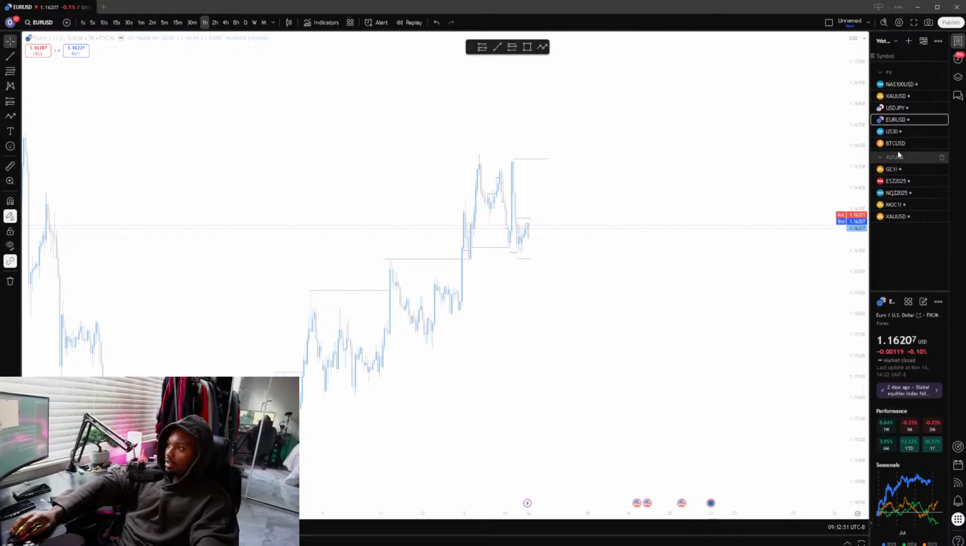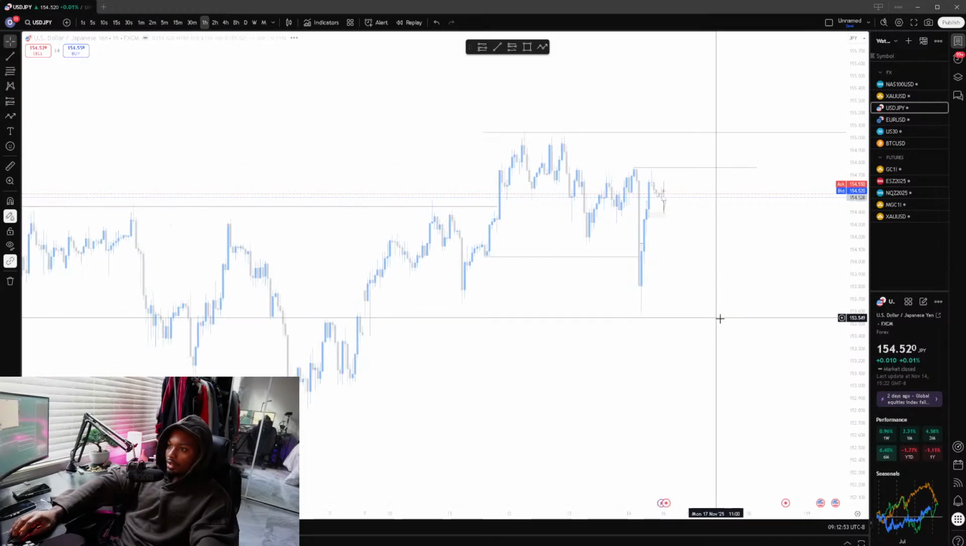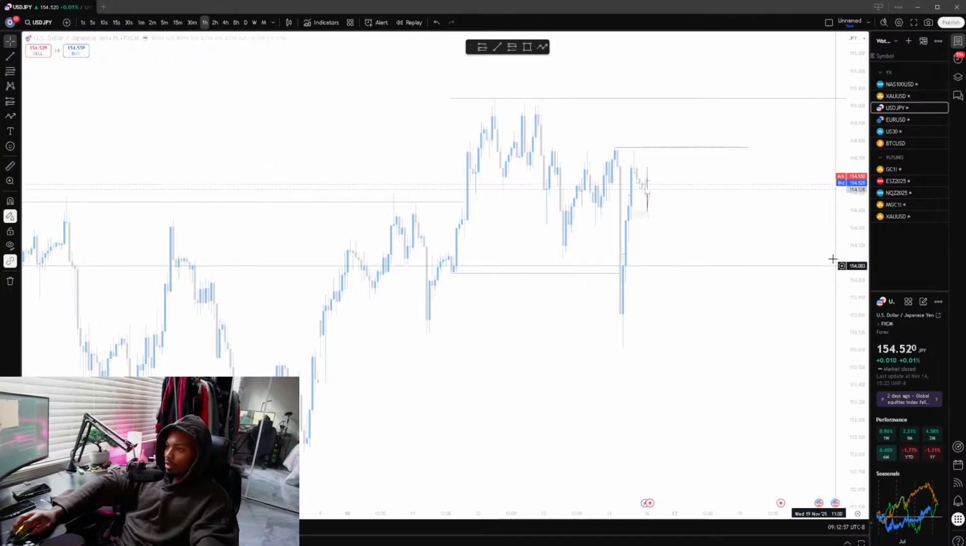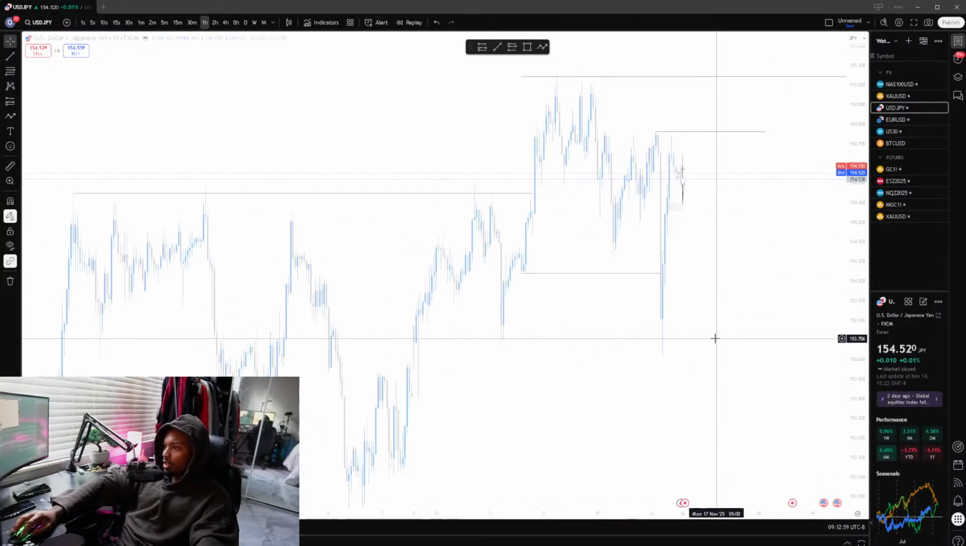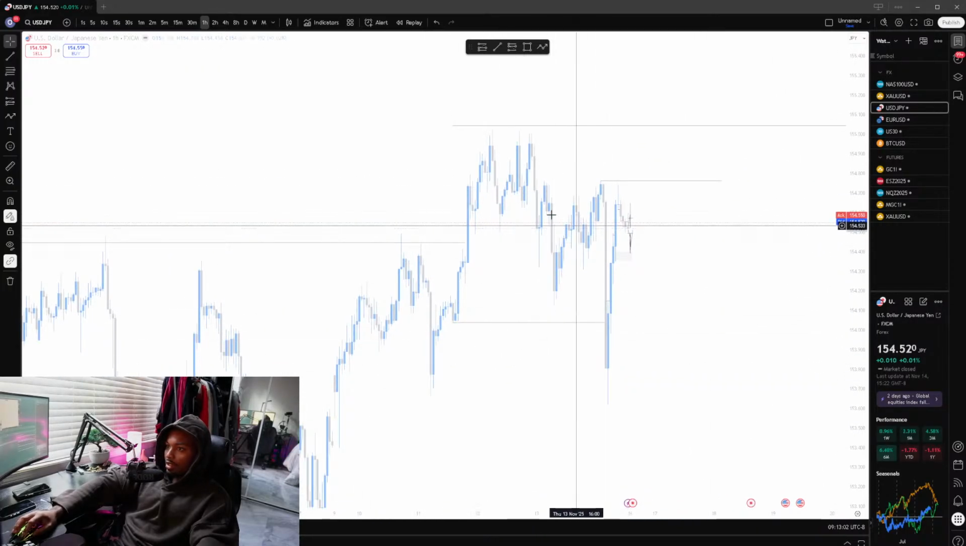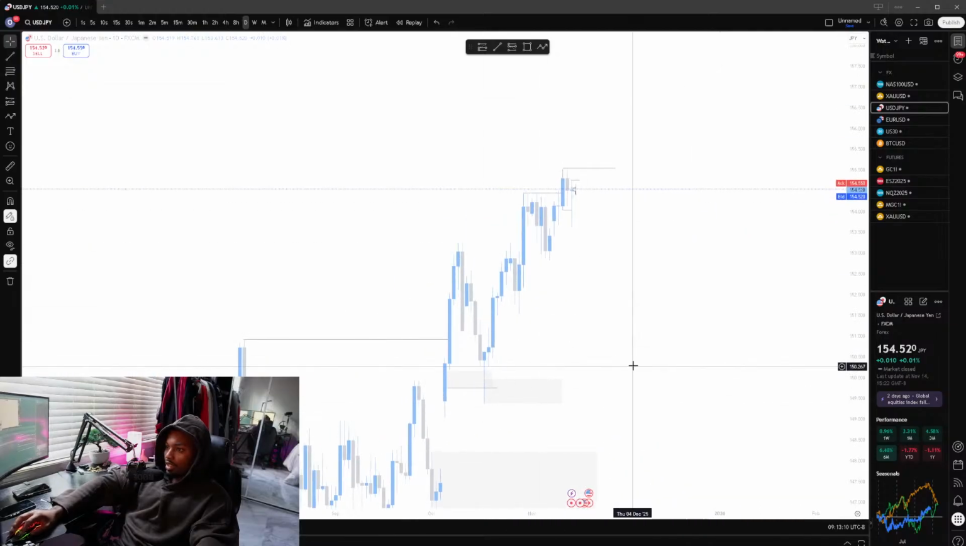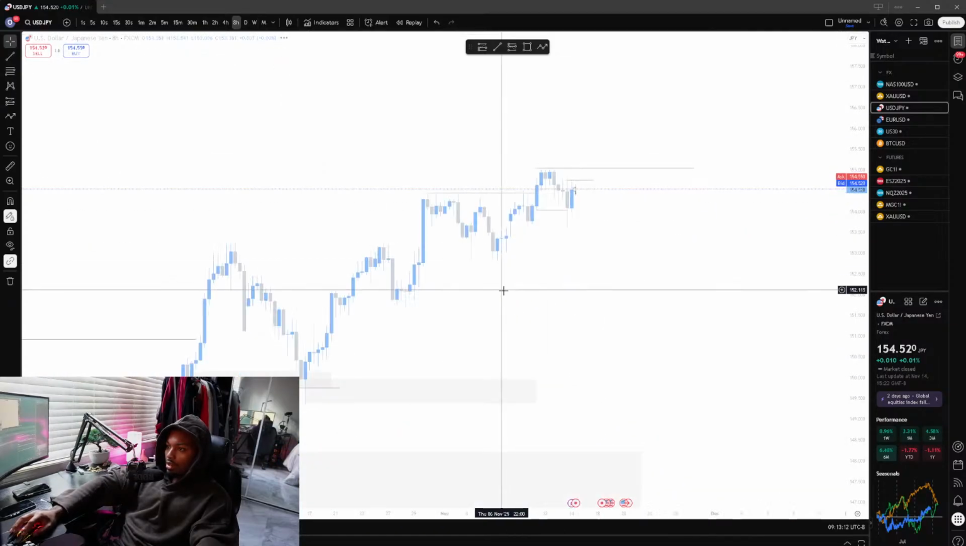Mind doing UJ? I mean, I could do UJ. So look, UJ, what do we have? We're in a reaccumulation on the hourly, looking for that obviously bullish price action. I'll start from the daily for you. Daily, clearly bullish. 8 hour, clearly bullish.